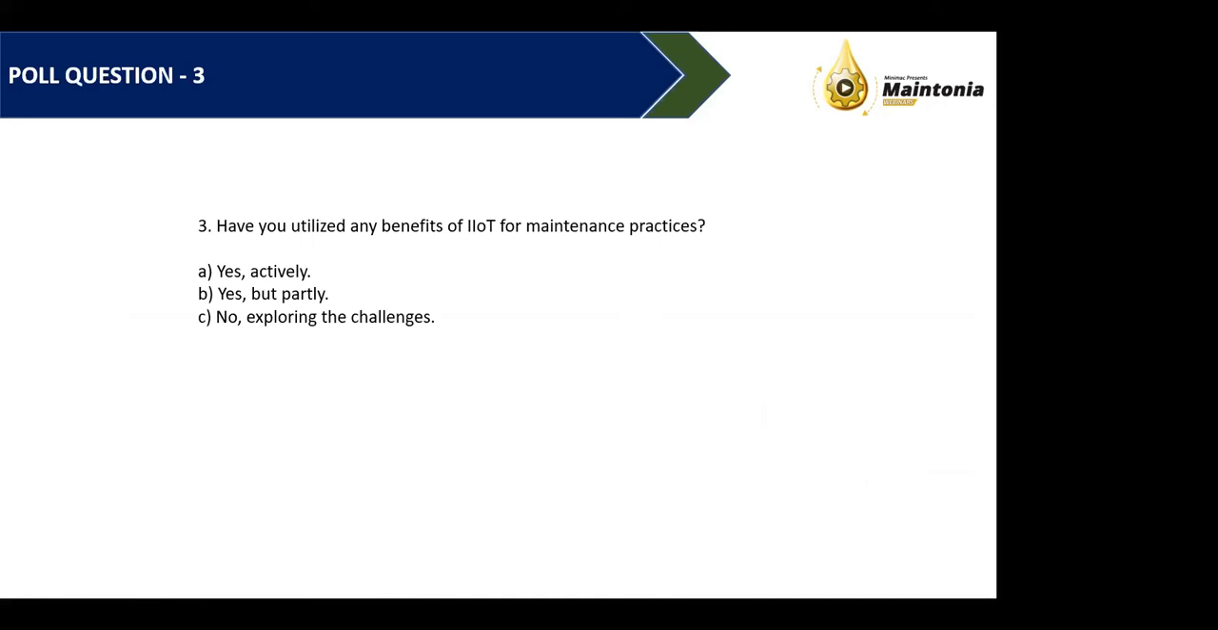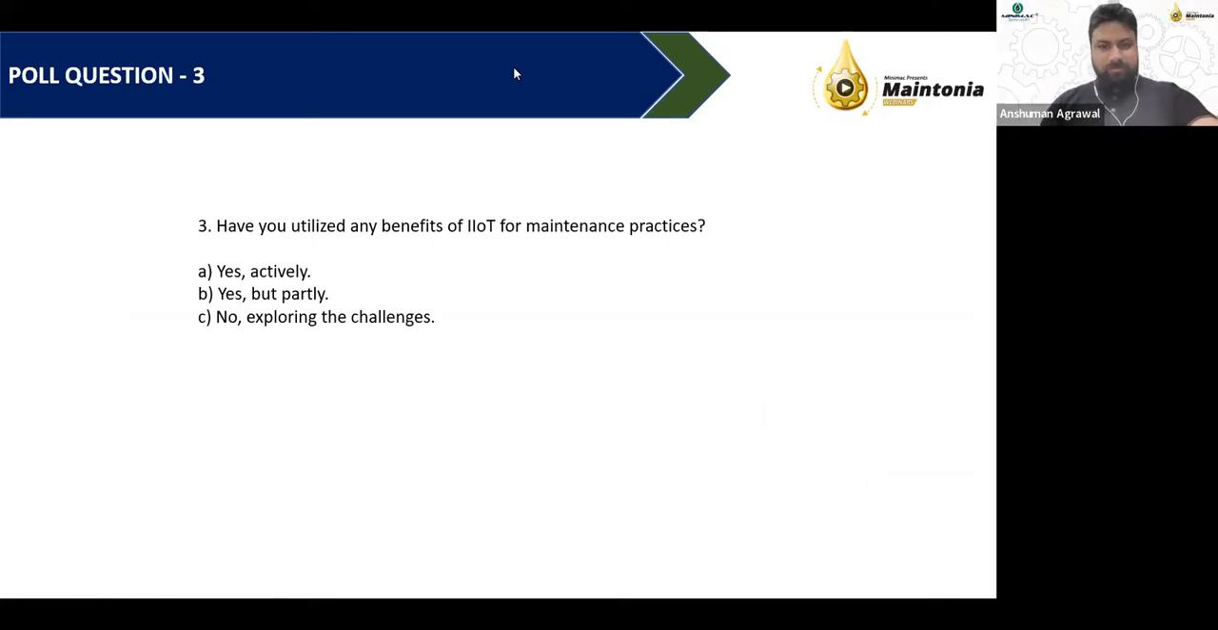I would like to invite Mr. Anshuman to carry out this poll question and to carry out this presentation forward. Please. Thank you so much, Mr. Yogesh, for assisting me with the presentation so far. So I would like to know from the audience, how have you utilized any of the benefits of IIoT for maintenance practices? If you have already started implementing things around it, or you have certain plans ahead, you are exploring it. So please be very wise in terms of your responses. Based on this, we would understand what is the situation right now with regards to implementation of IoT at various locations.